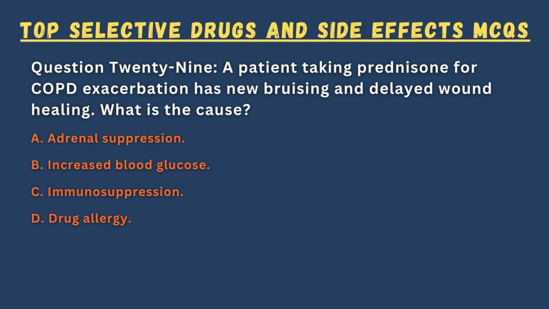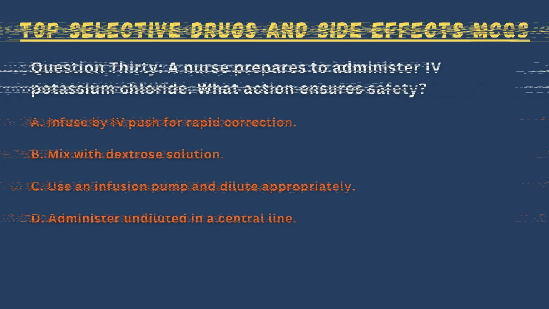Question 29. A patient taking prednisone for COPD exacerbation has new bruising and delayed wound healing. What is the cause? A. Adrenal suppression. B. Increased blood glucose. C. Immunosuppression. D. Drug allergy. Answer: C. Immunosuppression.